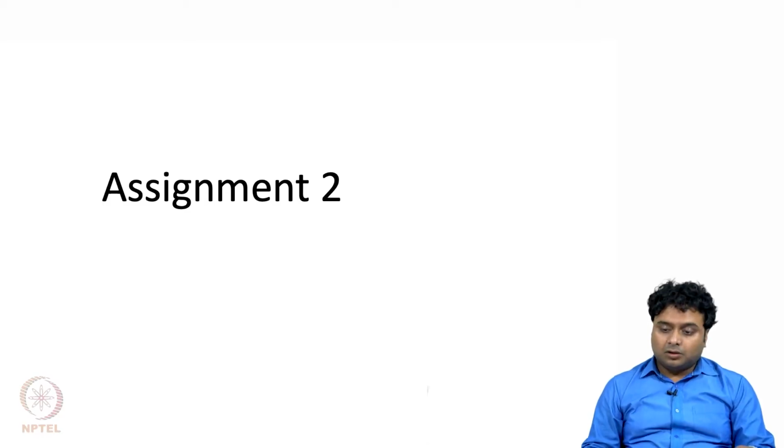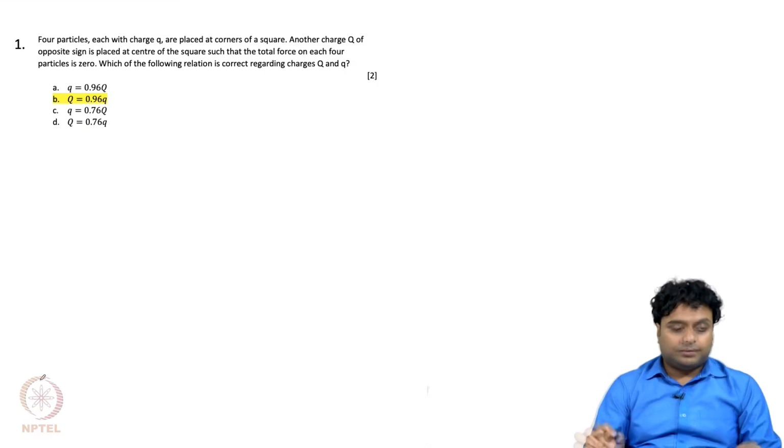Hello. So, we will now start on assignment 2, which is mostly on the electrostatics part, and stiction is also there. The first question is that 4 particles, each with charge small q, are placed at the corners of a square, and another charge, capital Q, of opposite sign is placed at the center of the square. The charges are such that the total force on each of those 4 particles is 0. Then what relation is true?